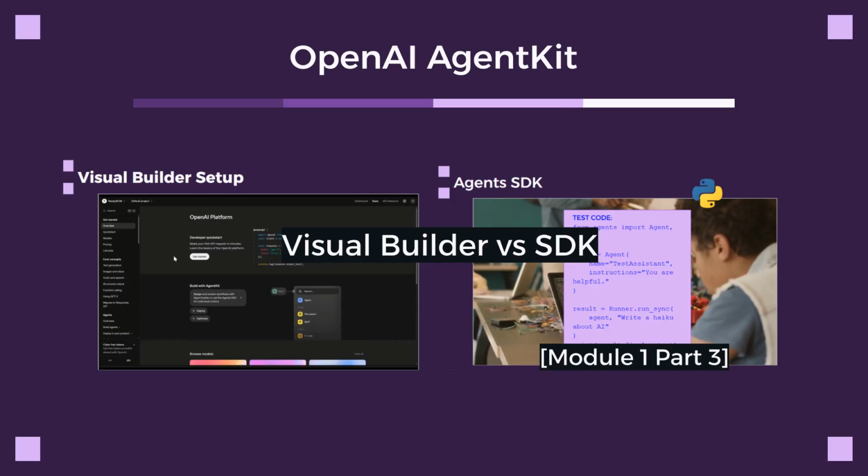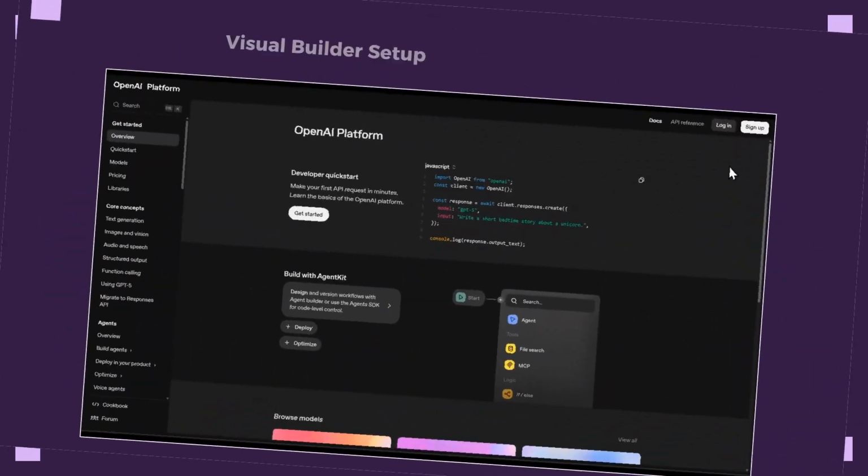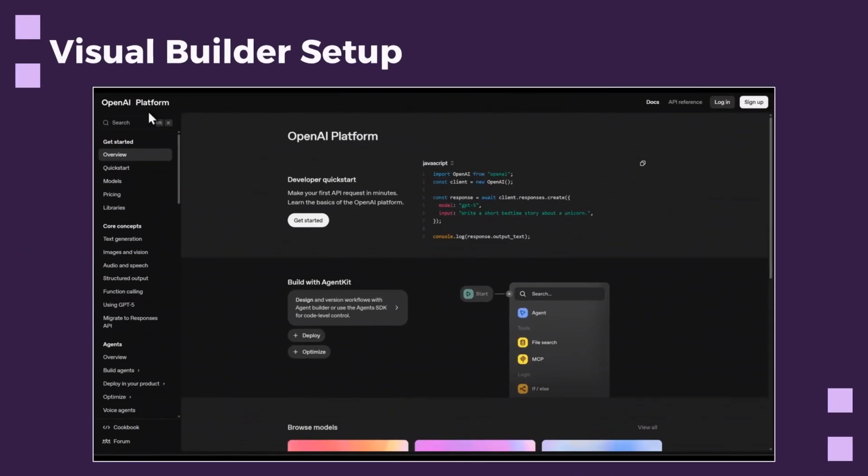In the last video, I covered access and pricing, and in this one, part 3, I'll set up our build environment with both the Visual Builder and the Code SDK. So let's get started. Now I'm going to show you the Visual Builder setup.